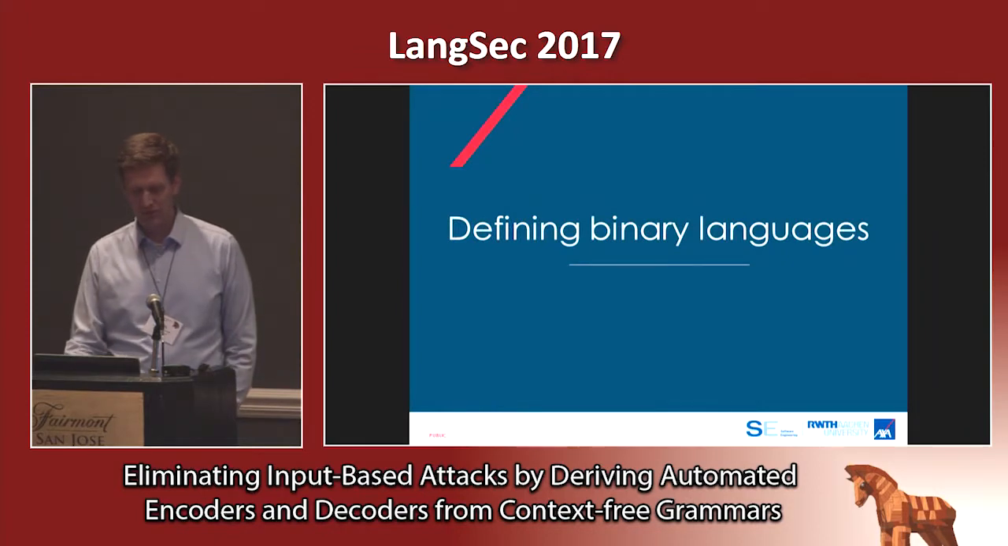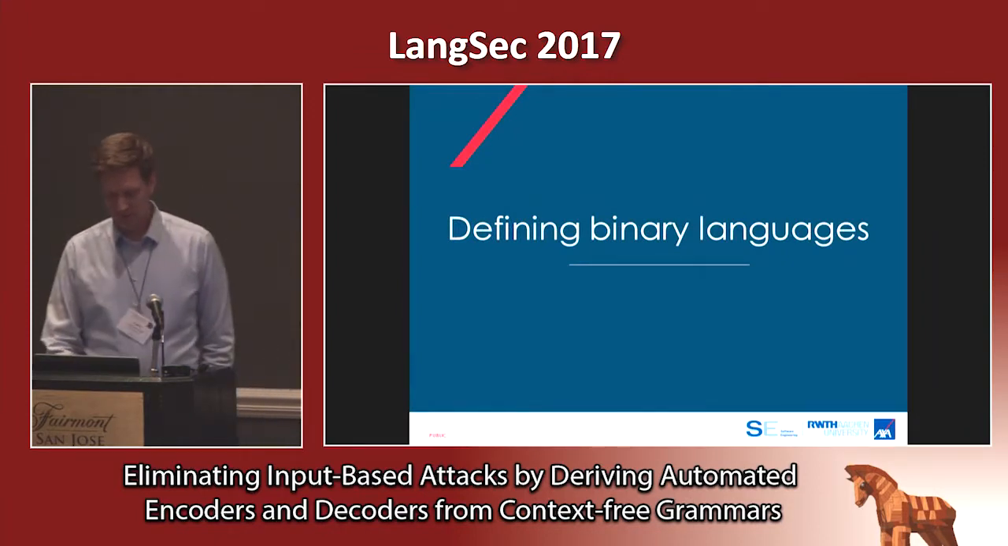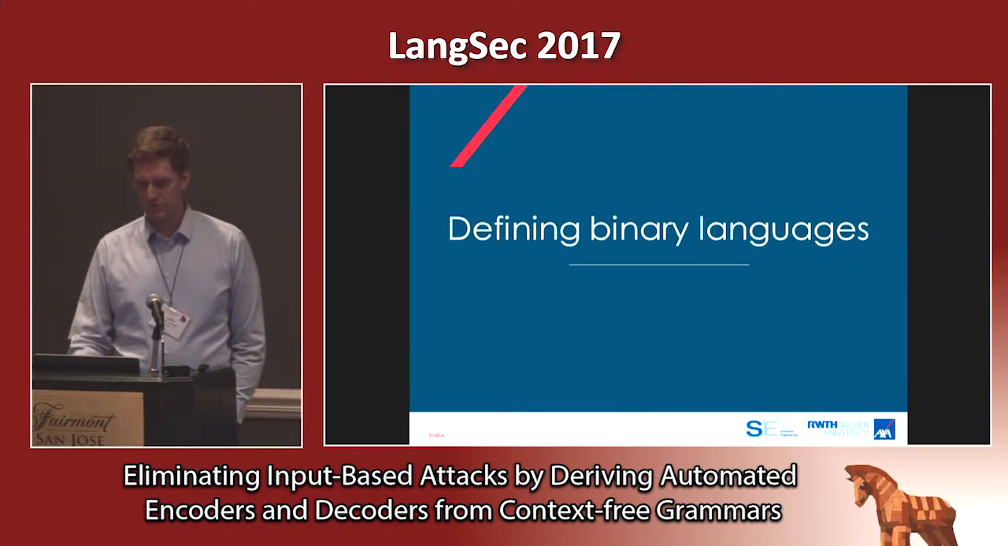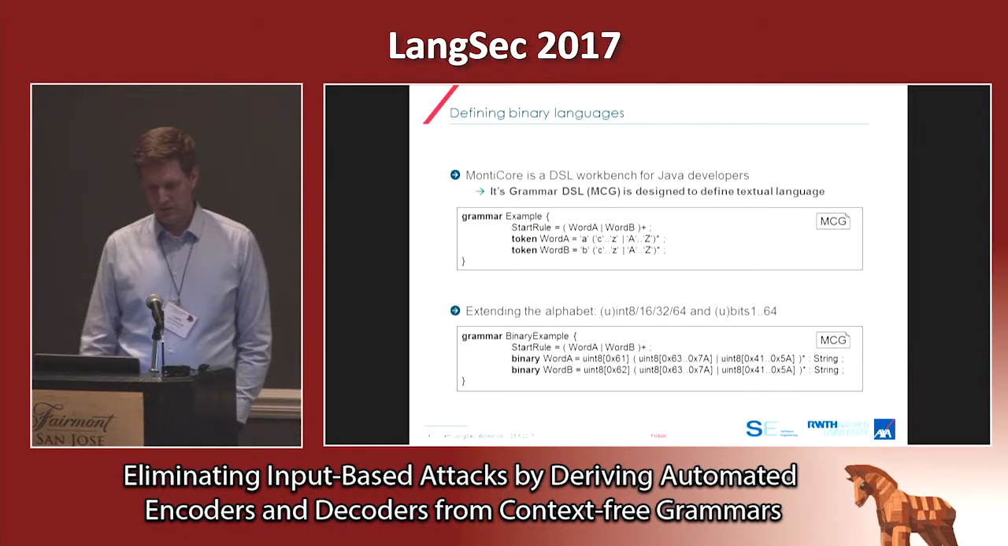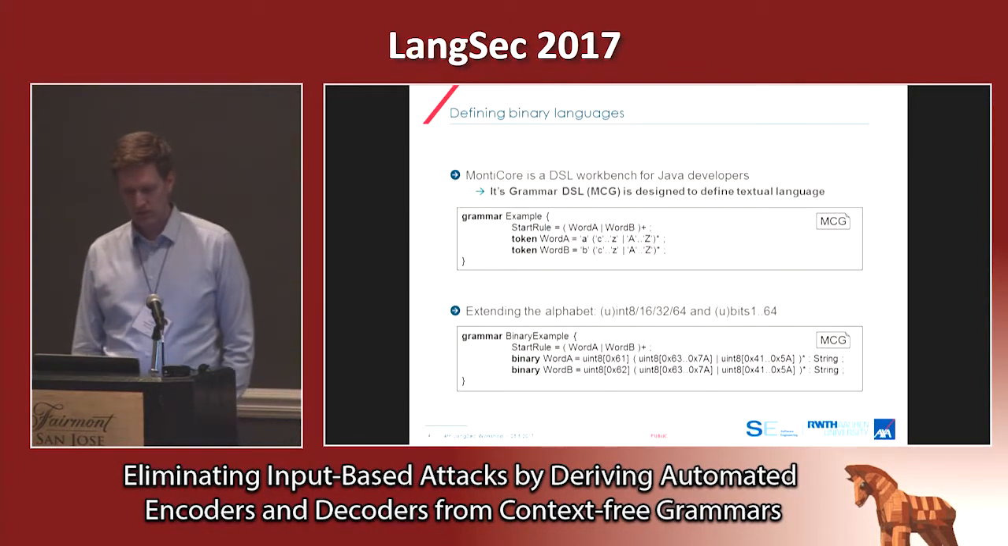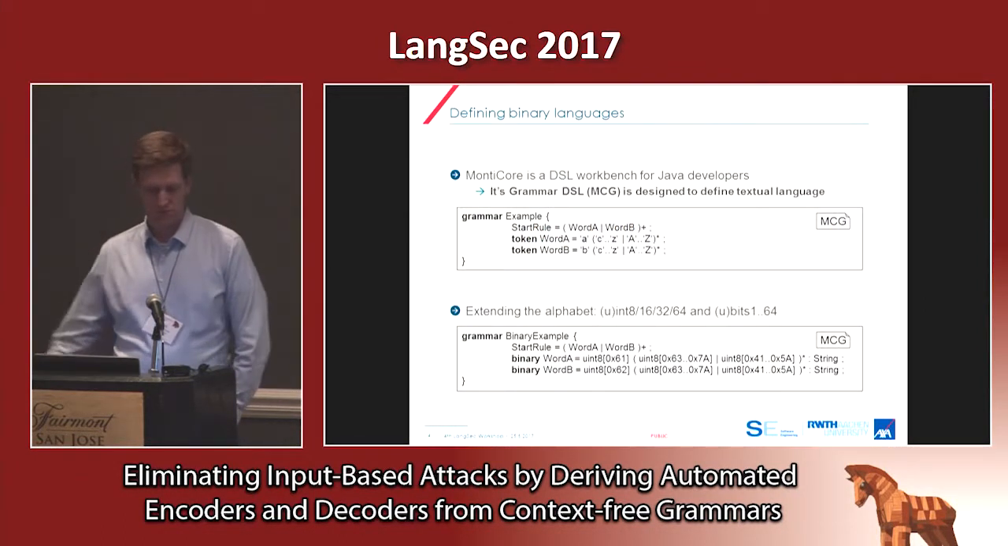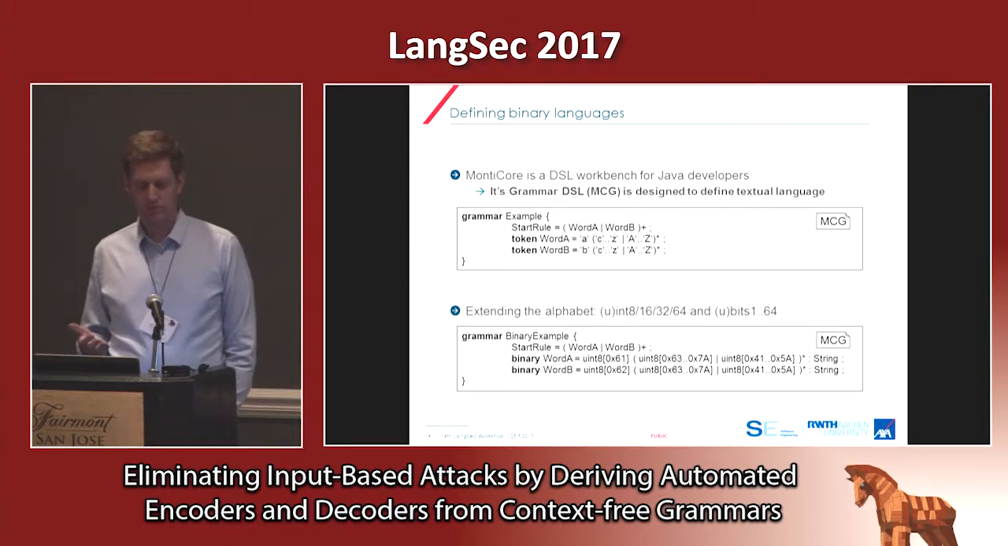And now I'm going to show you a little bit more about those grammars, those Monticore grammar binary languages, and how we can define this. So basically what we have here on top is straightforward, just some tokens and some productions. This is our starting point, basically. This is what Monticore provided before.